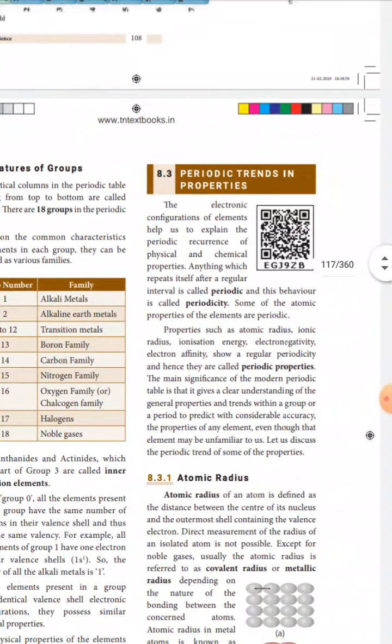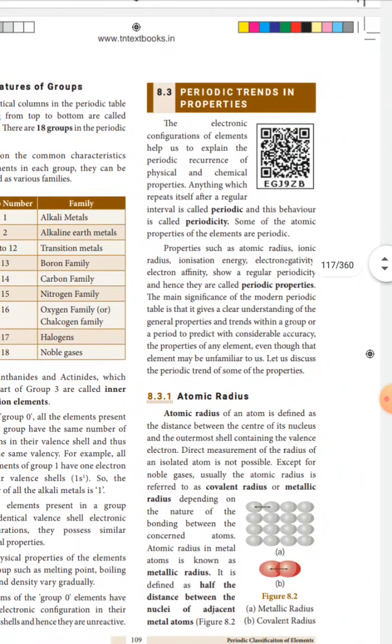Now we are going to discuss periodic trends in the properties. Periodic means that anything which repeats itself after a regular interval is called periodic, and this behavior, property or phenomenon is called periodicity.